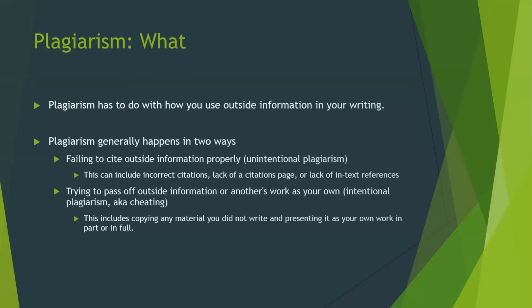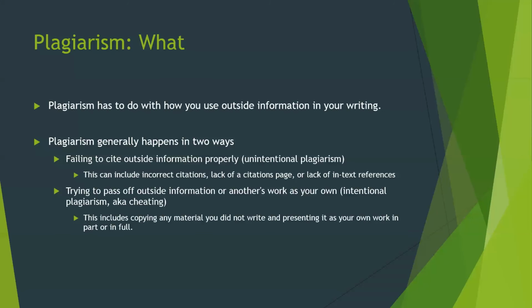Alright, so let's first talk about what plagiarism is. Plagiarism has to do with how you use outside information in your writing. There are generally two ways that plagiarism happens. When you fail to cite something properly, whether it be an incorrect citation, lack of a citation page, lack of an in-text reference, that is called unintentional plagiarism, right? You didn't go out of your way to cheat, but you ended up cheating anyways.